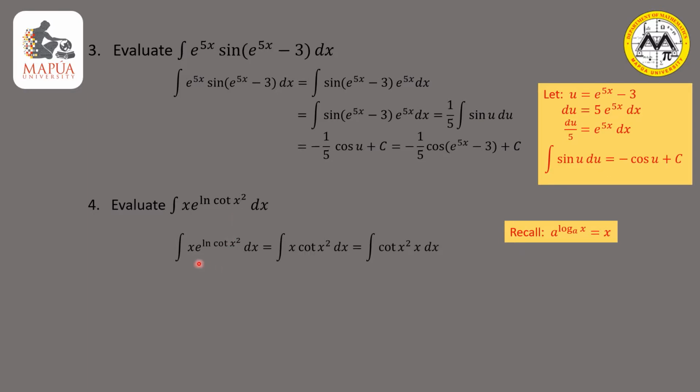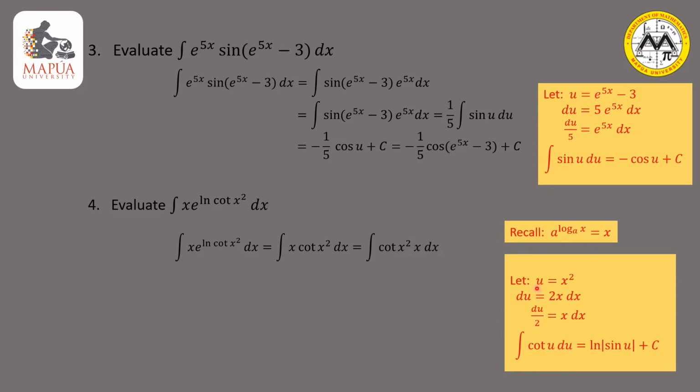So we now have the integral of x e to the ln of cotangent x squared dx equal to the integral of x cotangent of x squared dx. Or you may write it as the integral of cotangent of x squared times x dx, because in this form you can fit it to the cotangent u du form. Picking x squared as your u, the differential du is 2x dx, and x dx will just be equal to du over 2.